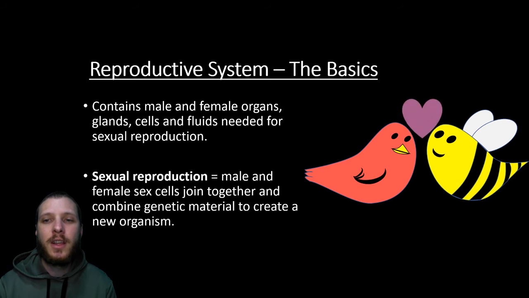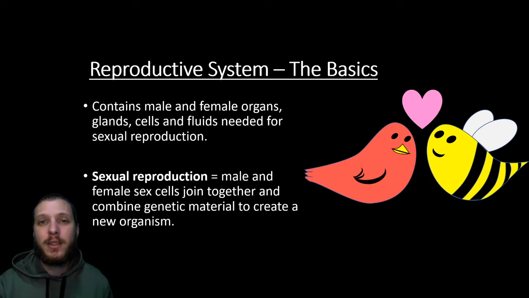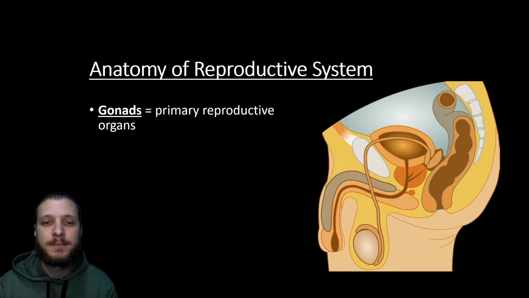So to get started, when we talk about the basics, we're talking about those male and female sex cells, organs, and glands that are going to be needed for sexual reproduction. And when we say sexual reproduction, we're talking about when that sperm and egg come together to combine the genetic material to produce a new offspring.